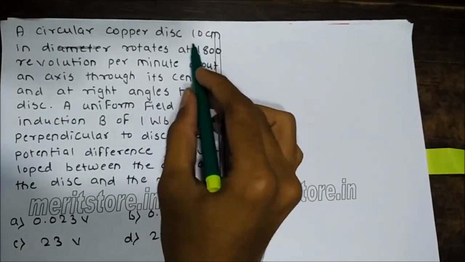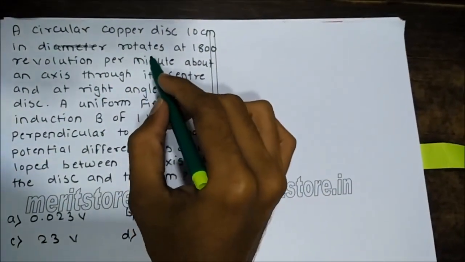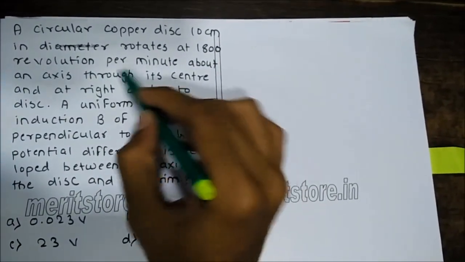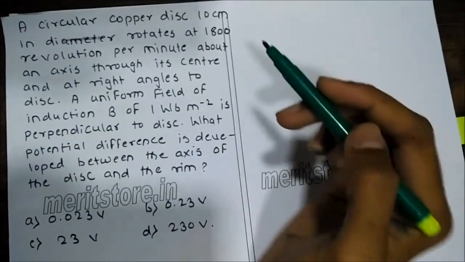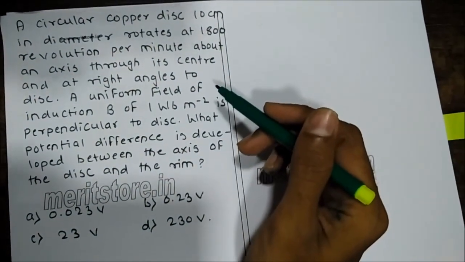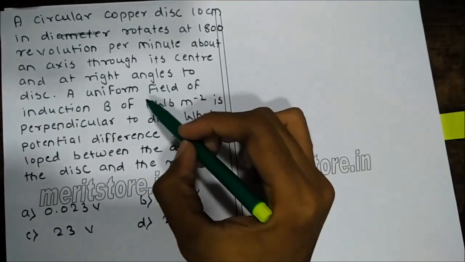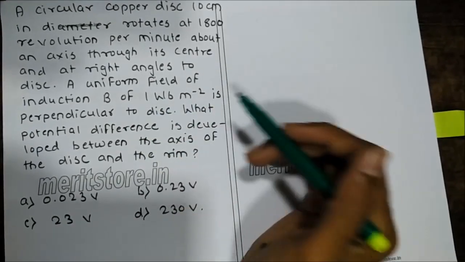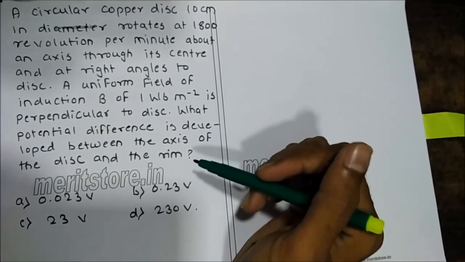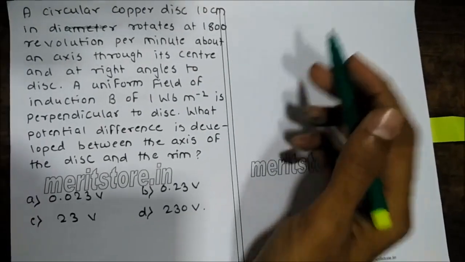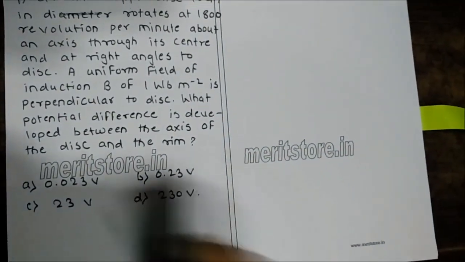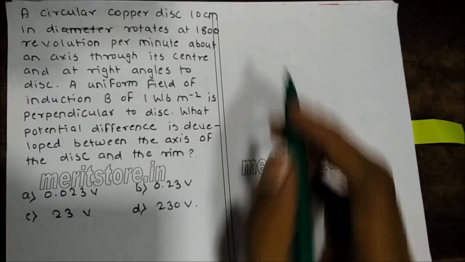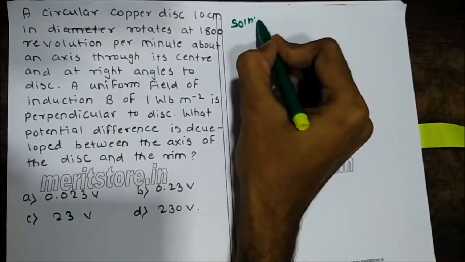A circular copper disc of 10 centimeter in diameter rotates at 1800 revolutions per minute about an axis through its center and at right angles to the disc. A uniform field of induction B of 1 Weber per meter square is perpendicular to the disc. What is the potential difference developed between the axis of the disc and the rim? The options are 0.03 volts, 2.3 volts, 0.23 volts, 23 volts or 230 volts. Okay, so we'll find the answer.